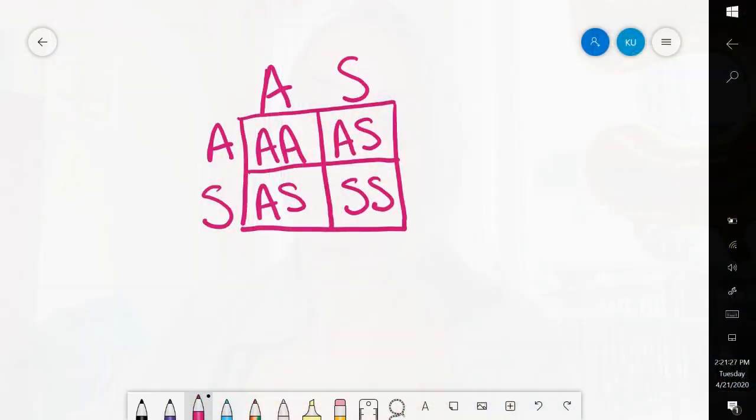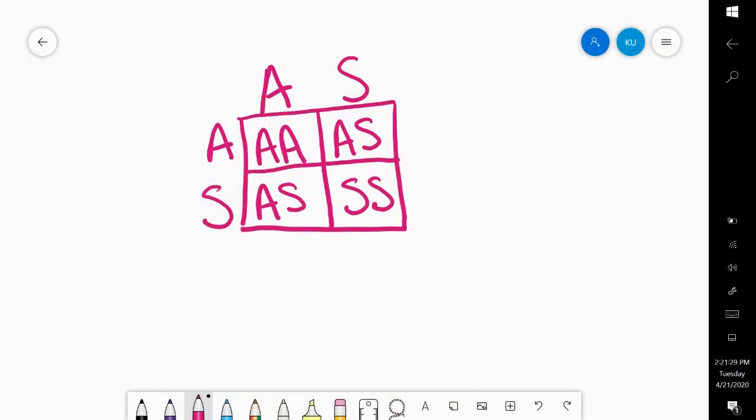So when I start, I'm going to do a heterozygous cross. So it is going to be two people with sickle cell trait having babies and what they get. So this is a cross you should be very familiar with. We have seen it a lot.